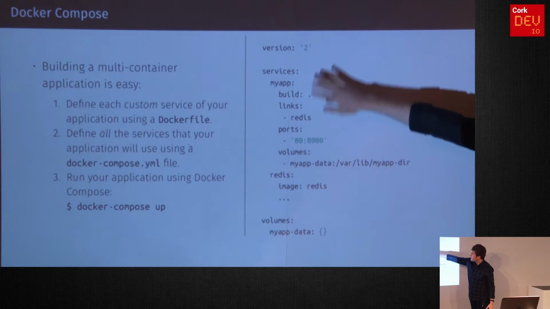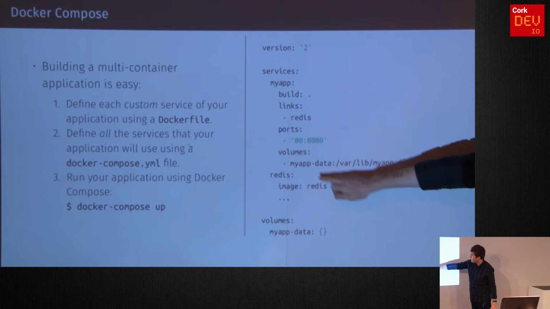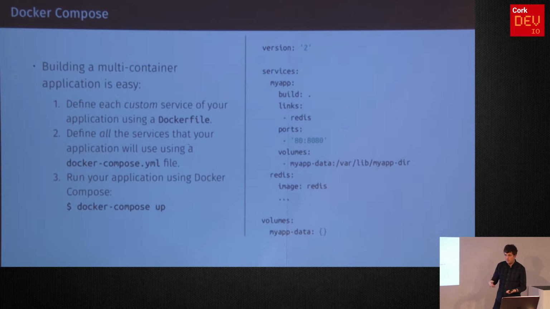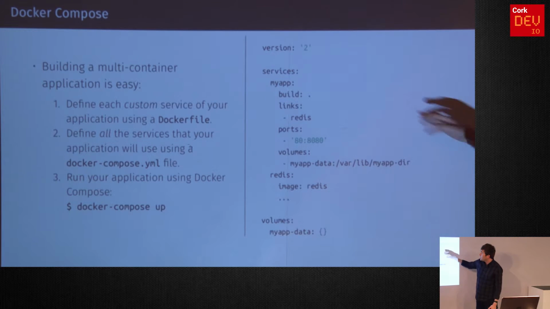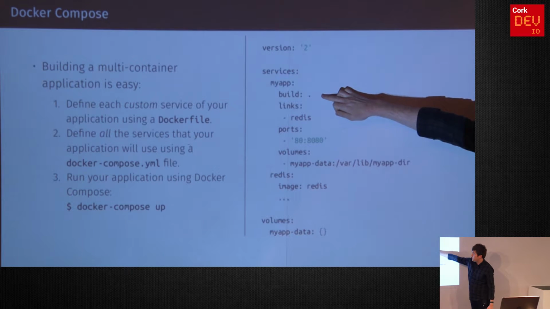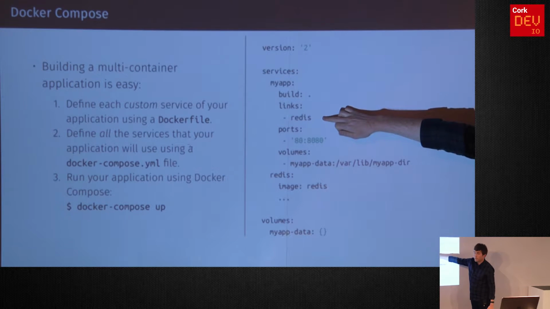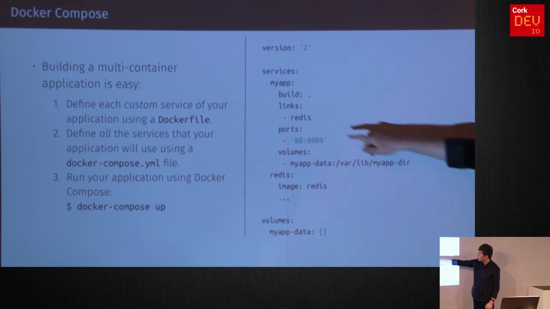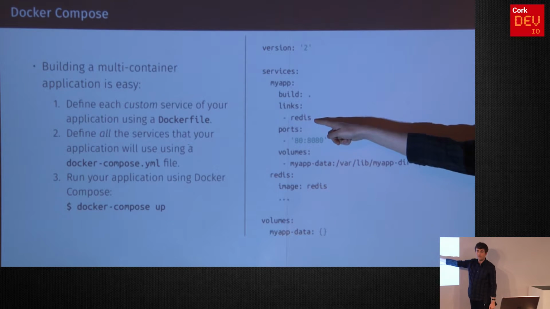Inside your services then, you have two services, one for my app and one for Redis. When I say image Redis, that means I'm telling Compose that the image that I want to run is just the standard Redis image, which is up in Docker Hub, so it'll go and pull that down for me. And then here, I'm just telling it I'm going to build something in my local directory. I'm going to link it to Redis, which means I'm going to create a network link onto the Redis container.